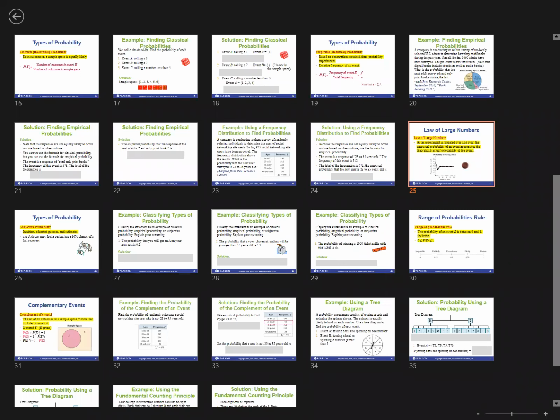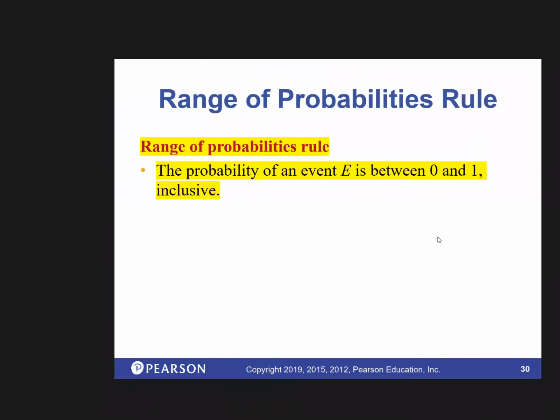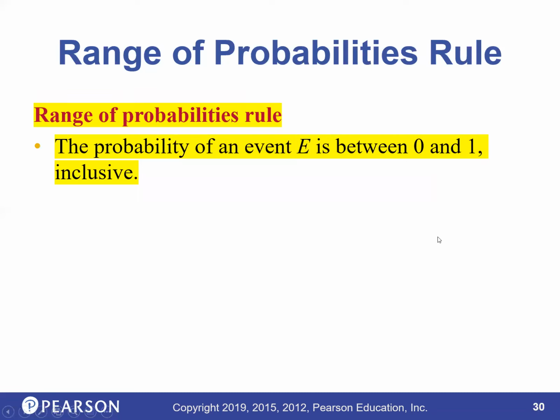Now let's talk about things happening or not happening. So here's our very rough estimation of things here. So range of possibilities rule is something that's probable, sorry, something's possible. That's different.